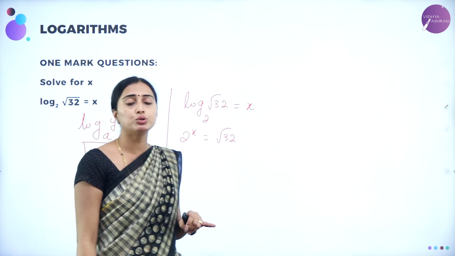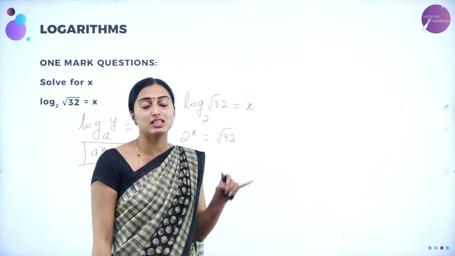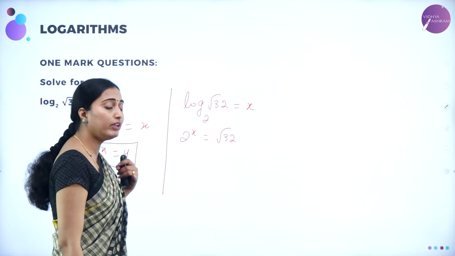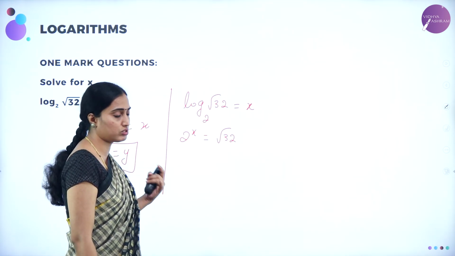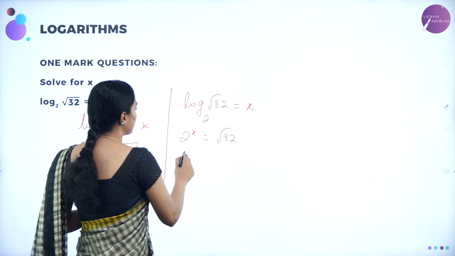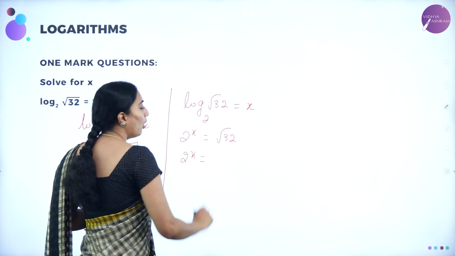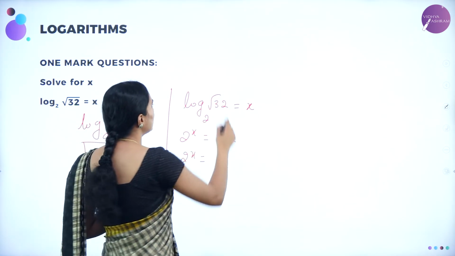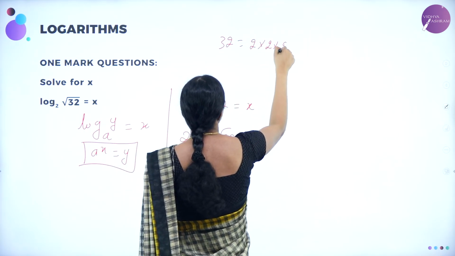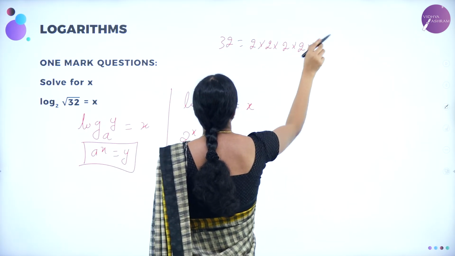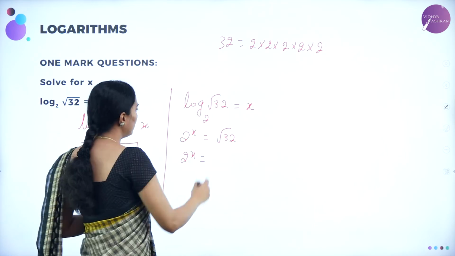Here, they've asked you to find out the value of x. X is in the power. So, therefore, we need to make the base the same to equate the powers. So, here, 2 power x is equal to root 32. What is 32? 32 can be written as 2 into 2 into 2 into 2 into 2. Correct? The 5 times of 2 gives you 32.